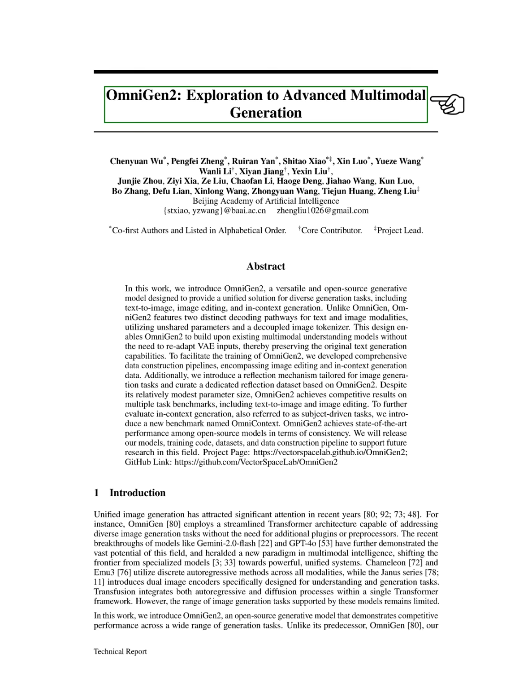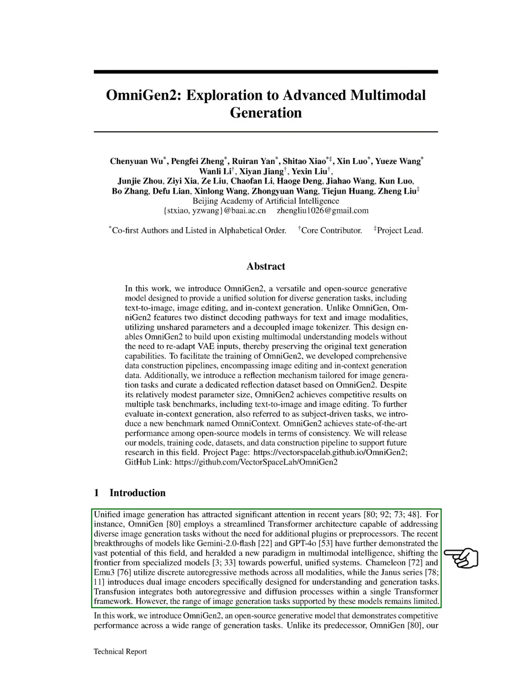Section: Introduction. In this section, we discuss the growing interest in unified image generation. For example, OmniGen uses a simplified transformer design that can handle various image generation tasks without needing extra plugins or preprocessing. Recent advancements, like GEMINI 2.0 Flash and GPT-4o, have shown the potential of this area, moving us towards powerful, unified systems instead of specialized models.